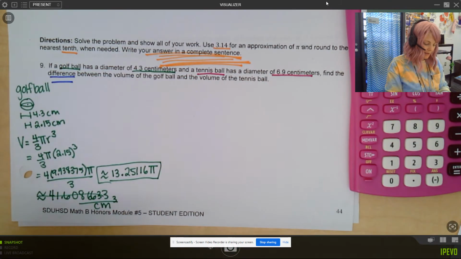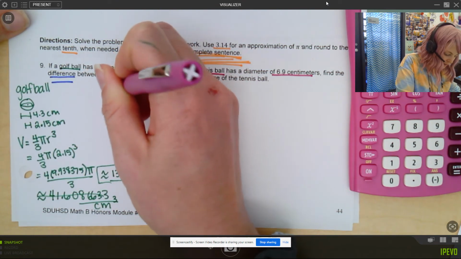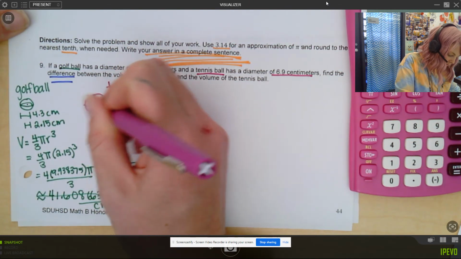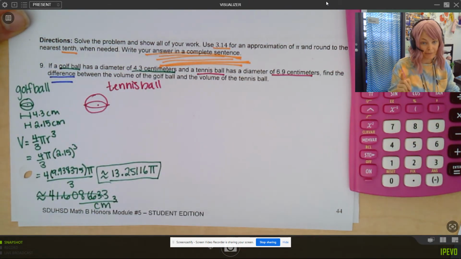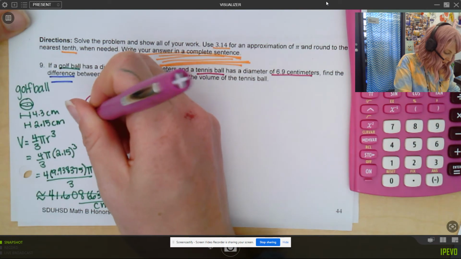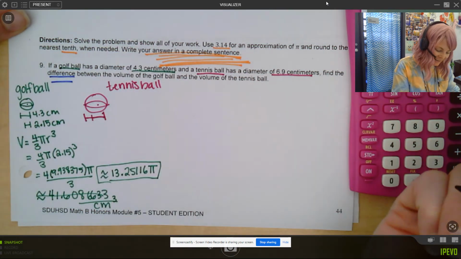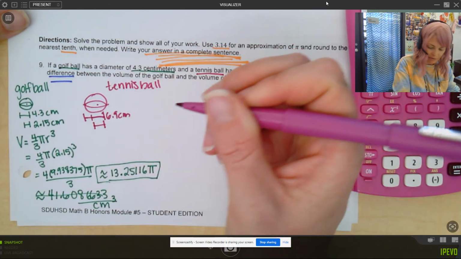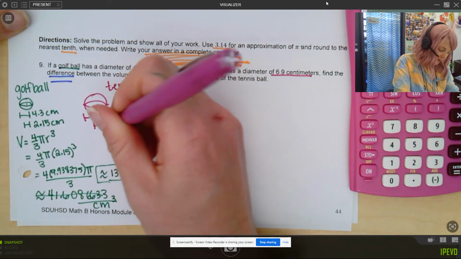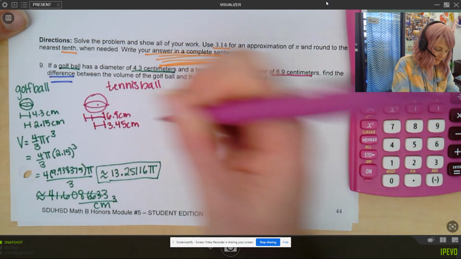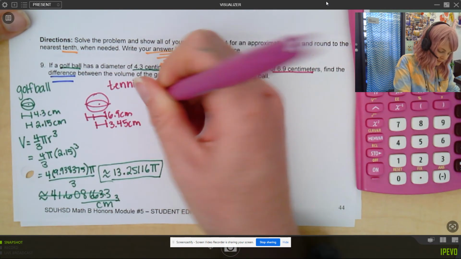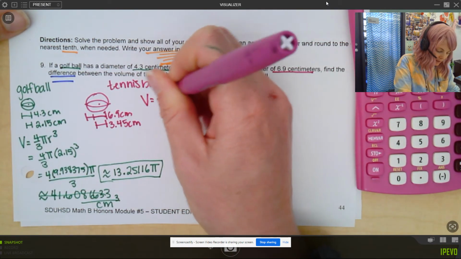Okay, so now we need to find the volume of the tennis ball. We know the tennis ball is a little bit bigger than a golf ball. A tennis ball is also a sphere, believe it or not. They also told me the diameter, 6.9 centimeters. So we need the radius, which is half of 6.9. You can grab your calculator: 3.45 centimeters. And then you can start plugging the numbers into your formula. Volume is 4/3 pi r cubed.